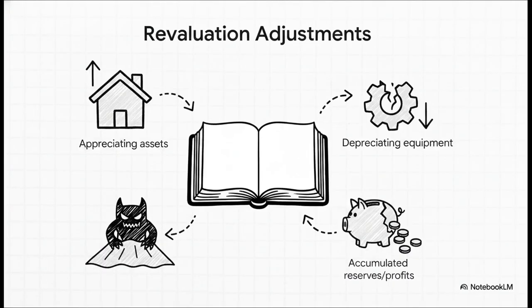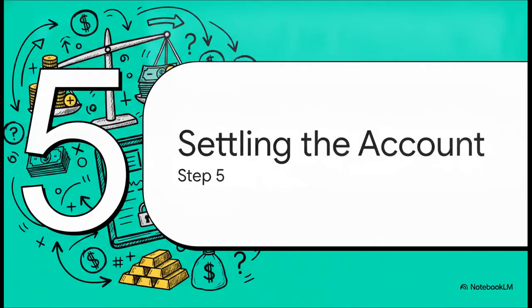Next up, step 4, revaluation and reserves. So before anyone can write any final checks, the books have to reflect cold, hard reality. Remember, a balance sheet is just a snapshot in time. Over the years, property values rise, equipment breaks down, and emergency reserves pile up. We have to adjust for these 4 specific areas: appreciating or depreciating assets to current market value, recording any hidden liabilities we might have missed, and distributing all those accumulated past profits and reserves that the departing partner worked so hard to build.